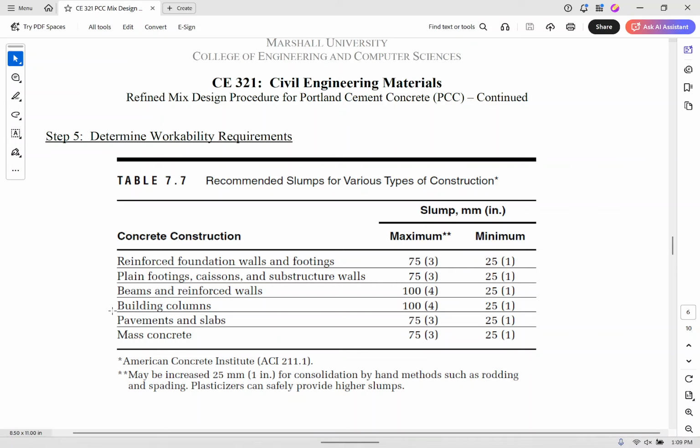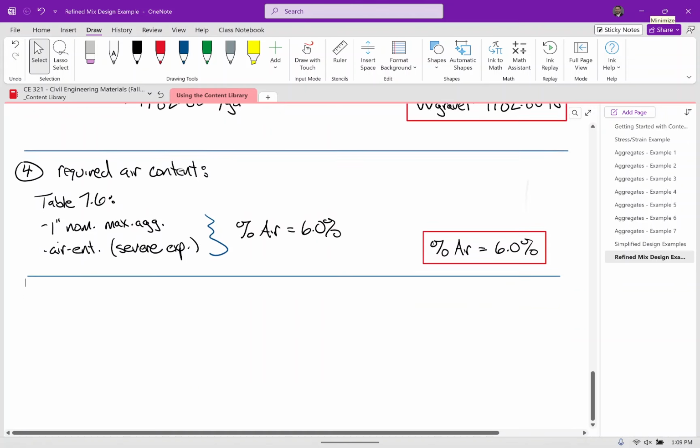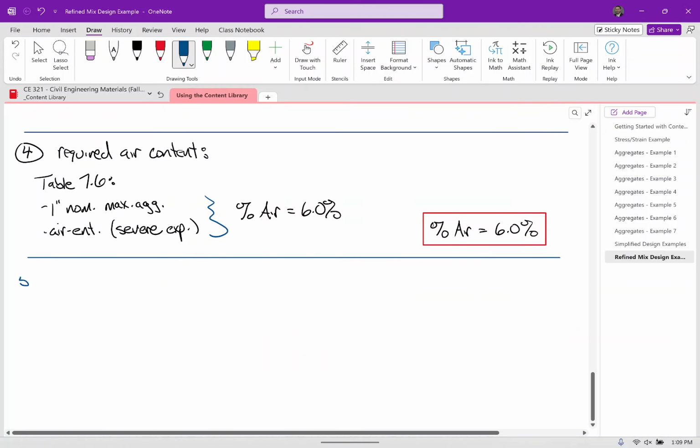We're doing pavements and slabs, so we want our maximum slump to be somewhere between 3 inches and 1 inch, okay? Let's go with 2, okay? I put 3 here on my calculations, but let's do the middle. Let's go with 2. So let's keep our slump in between, so let's do 2 inches. So let's see what happens. I'm going to need your help on this one.